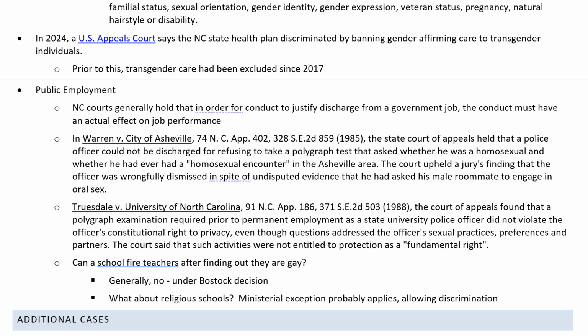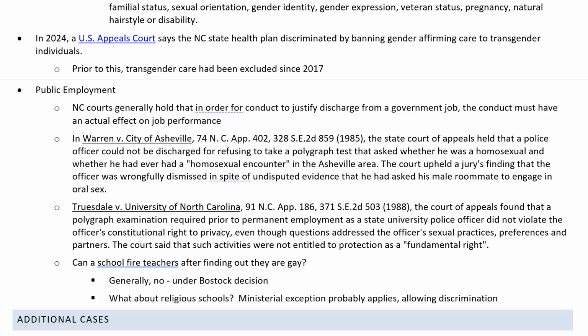For public employees, rules can be different a lot of times just because the government is the employer. And since the government is your employer, there will be a lot of constitutional and state law protections that apply to government workers specifically. North Carolina courts have generally held that in order to justify discharge from a government job, the conduct has to have an actual effect on job performance as a general guideline. And then there are just all sorts of exceptions here and there for various different cases.